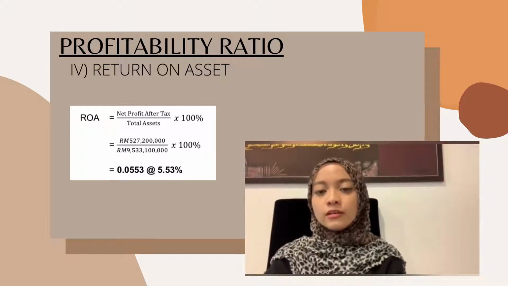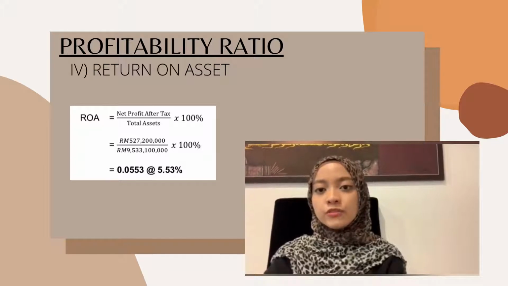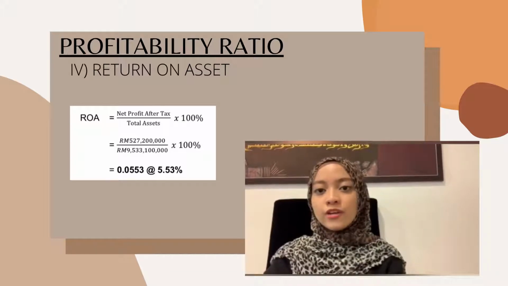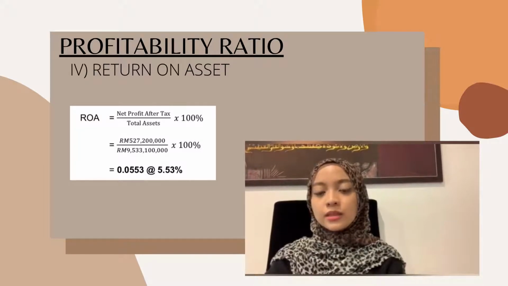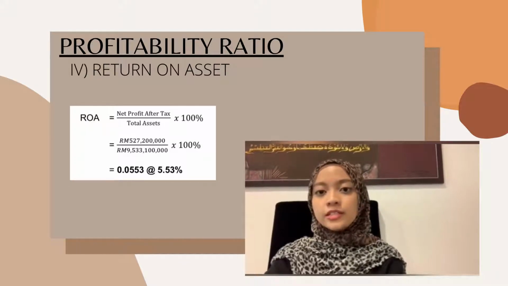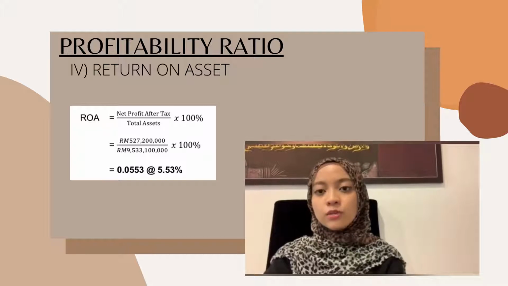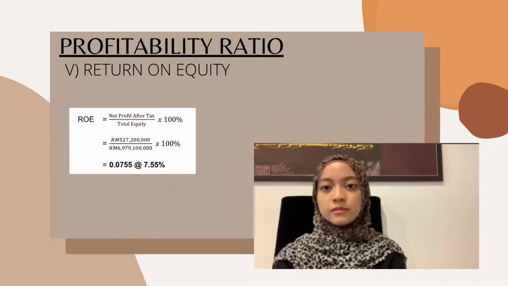For comment, a ratio of 5.53% means that the company's ordinary shareholders will earn 5.53 ringgit profit for every 100 ringgit invested capital in the company. This return on asset indicates that the company has a good performance as compared to the industry average.